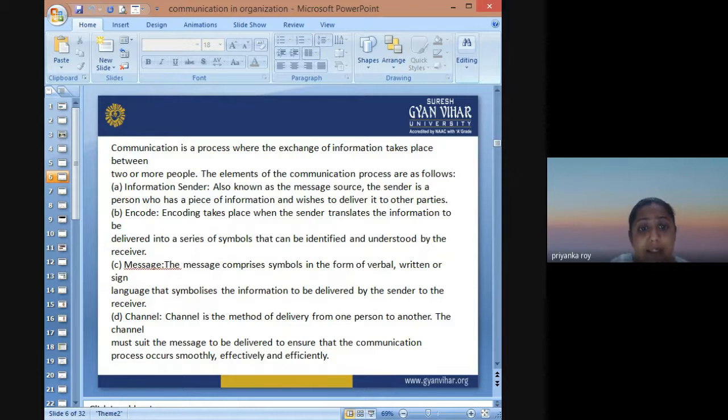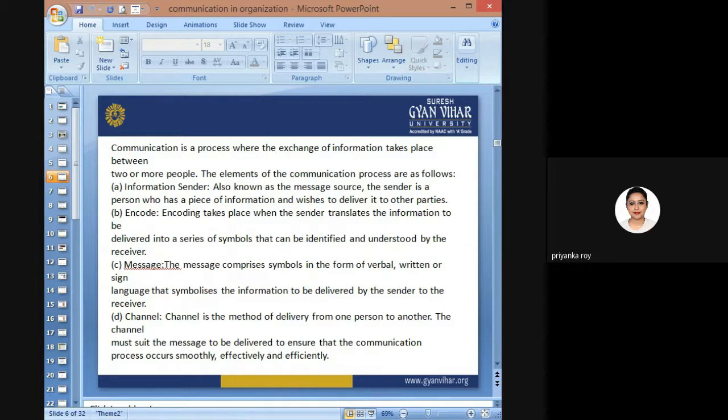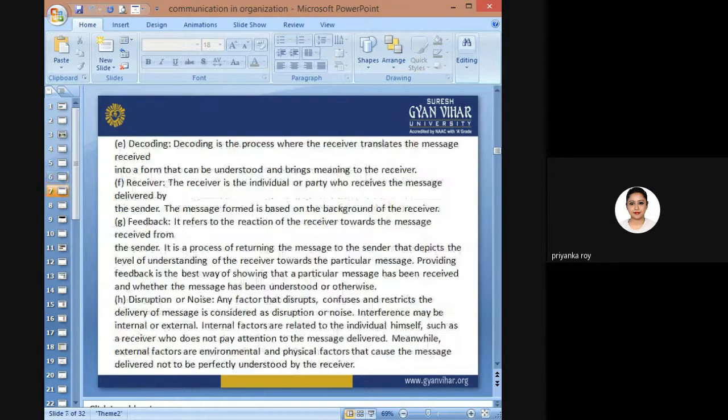Okay, so a channel is the mode or method of delivering the information to the receiver. We can use emails, we can use letters like postal letters, we can use video conferencing, we can use telephonic conversation, we can use one to one, person to person, face to face conversation. So all these methods or mediums are channels of communicating the information to another person. Decoding is the process where the receiver translates a message received into a form that can be understood and brings meaning to the receiver. Right.